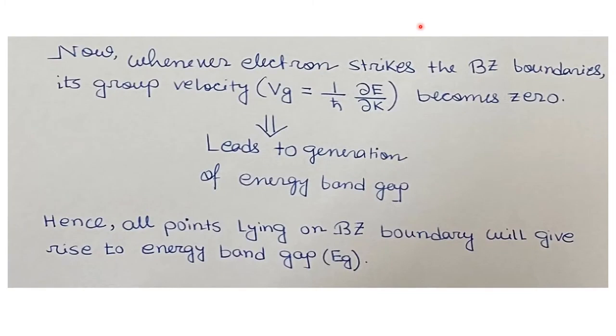So now we have the idea how we can construct the Brillouin zones for the 2D square lattice, and how it looks for the first Brillouin zone boundary and second Brillouin zone boundary. Now whenever an electron strikes the Brillouin zone boundaries, its group velocity, which is given by Vg equals 1 by h cut del E del k, where E is the energy and k is the wave vector, becomes 0 at the Brillouin zone boundaries.